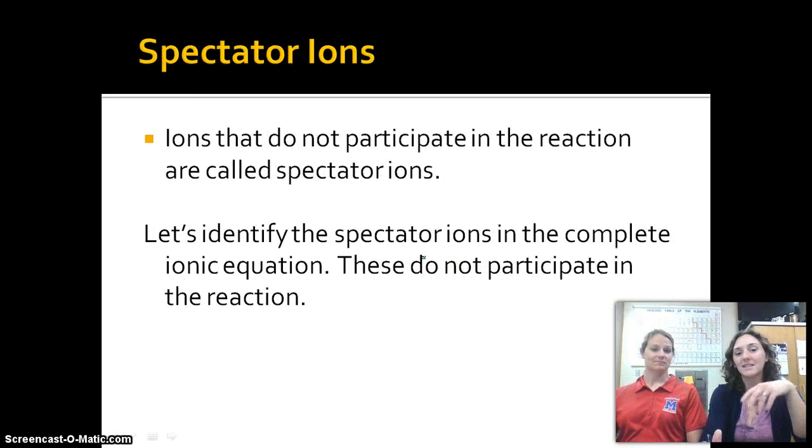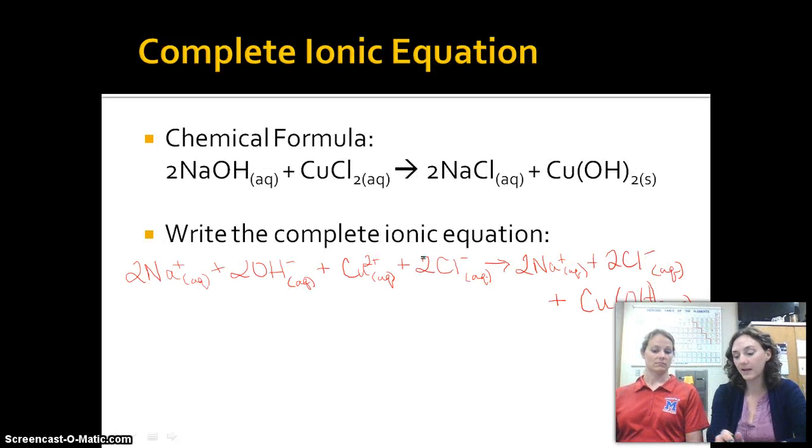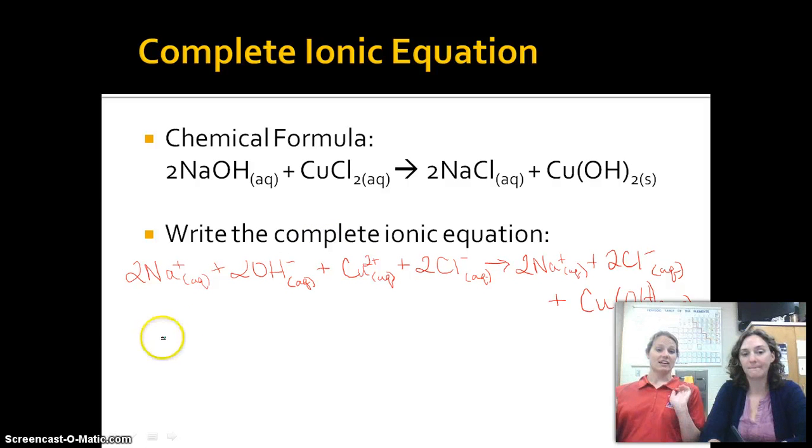Spectator ions are the ions that do not participate in the reaction. We talked about this in the last section, but again, spectators are just sitting there watching. They're on the sidelines. They're not actually reacting, but they are necessary to be there so that the reaction takes place. So let's identify the spectator ions in the complete ionic equation. You have a space for, are there spectator ions in the equation above? Figure that out.